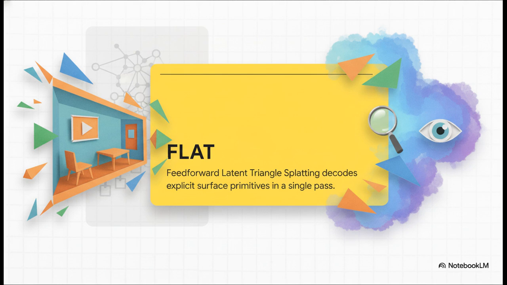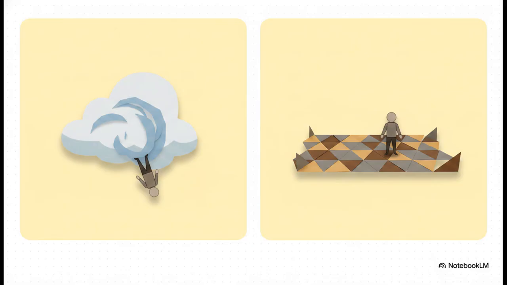Instead of spraying millions of fuzzy mist droplets, FLAT takes the AI's core memory of an image, what researchers call latents, and instantly folds rigid, flat triangles to build a solid shell of the room. It all happens in what's called a single feed-forward pass, meaning it reads the image just once and bam, instantly folds out the geometry. Let's compare these two directly to really anchor this physical metaphor.